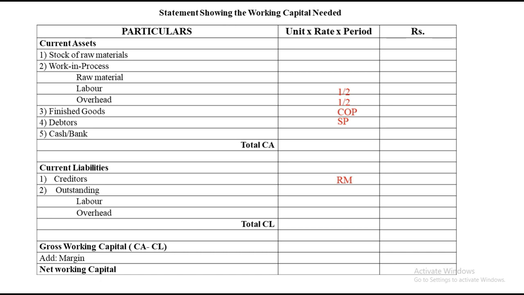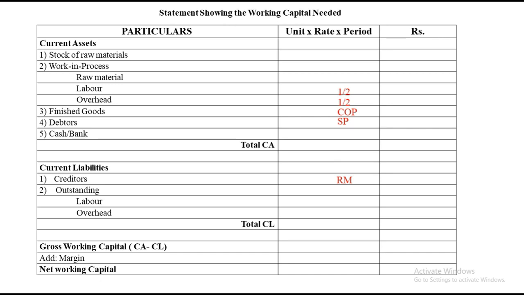Number one, under WIP, labor and overheads will always be half. Debtors are on selling price, finished goods is all on cost of production, and creditors on raw material. Once I make that format, I'll even note down these particular rules which I've written in red. Next, after noting the format, the next thing up here is your working notes.